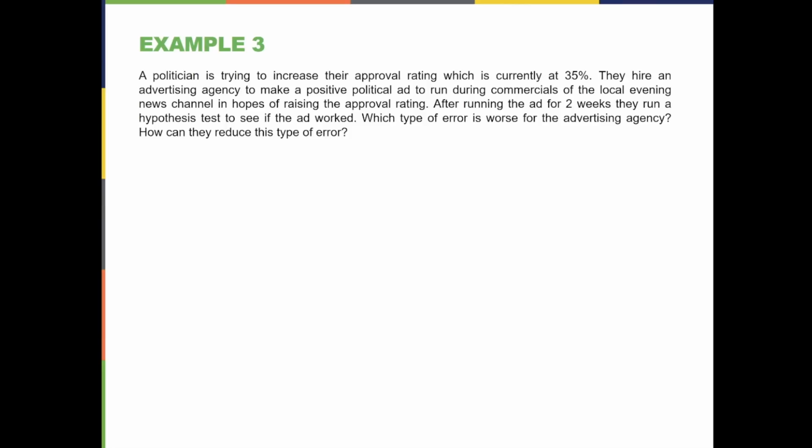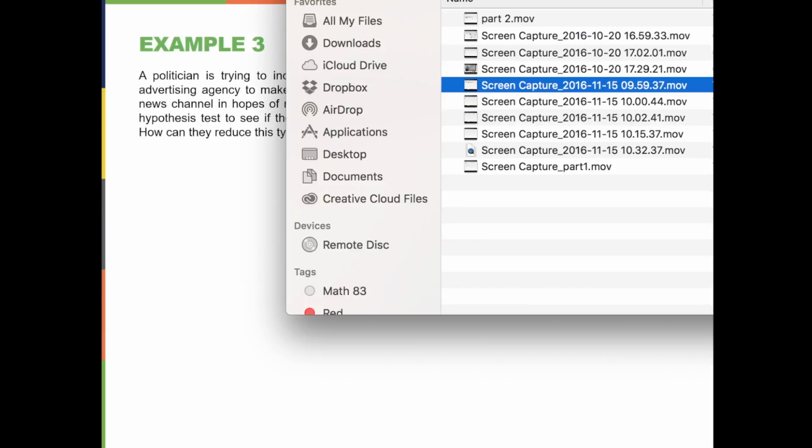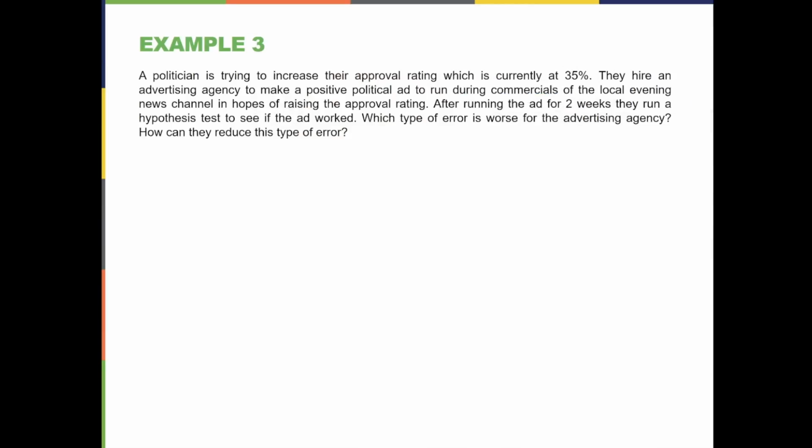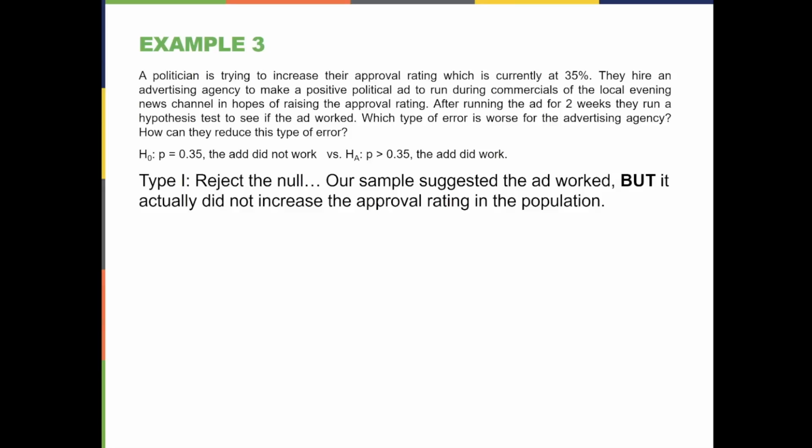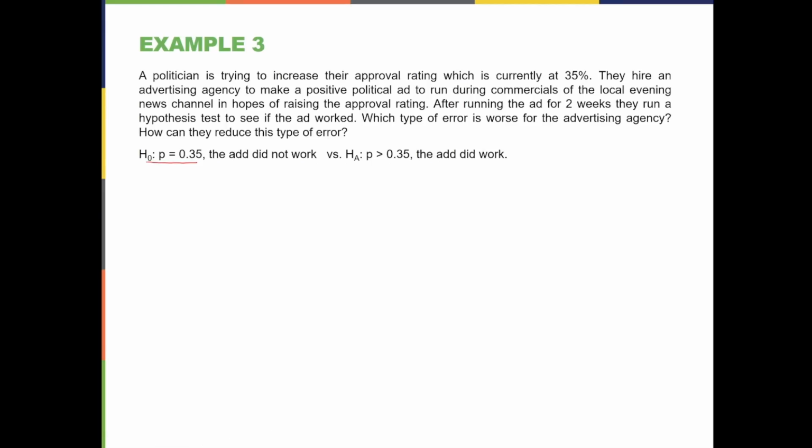So before we even start to answer that question, we need to make sure we know what the null and alternative hypothesis is. Since the rating is currently at 35%, our null should be that the approval rating is at 35%. So H0 is that p equals 0.35. If it is still at 35%, that means the ad did not work. The alternative is that they increase the approval rating. That means the ad did work.